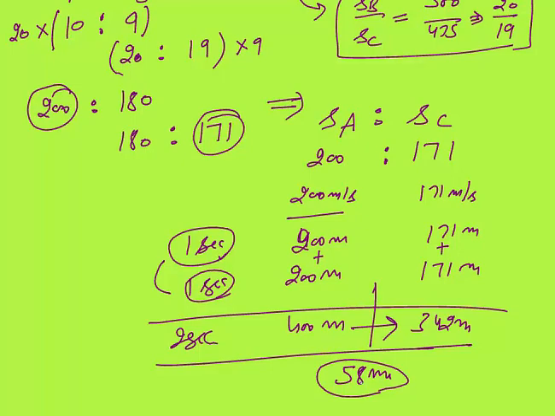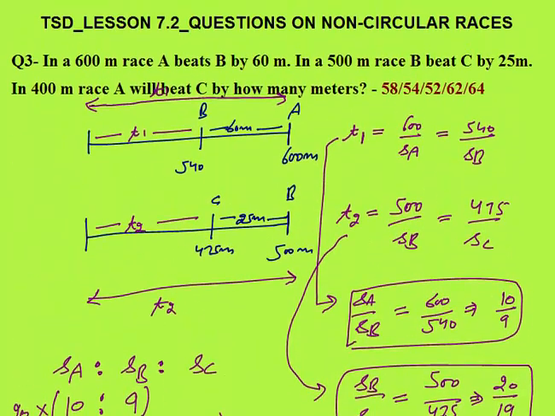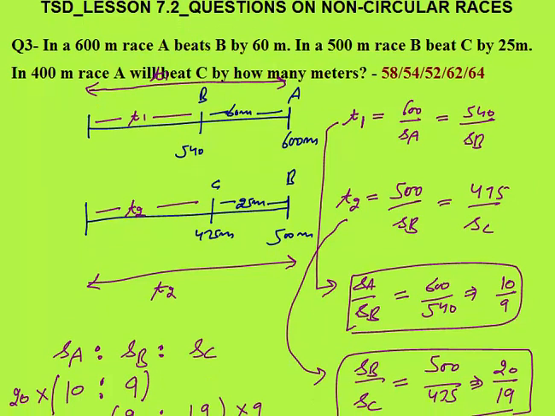C was at 342 meter. So C will be 58 meter behind, and that is your final answer. That is option number 1. That question was a bit difficult.